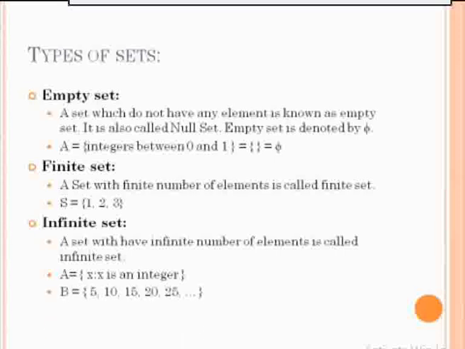Then we have set B. In set B, elements are given 5, 10, 15, 20, 25, and a dotted line is given. Dotted line means it will move till infinity. There is no end. We can't count the members of set B. That's why it's also an example of an infinite set.